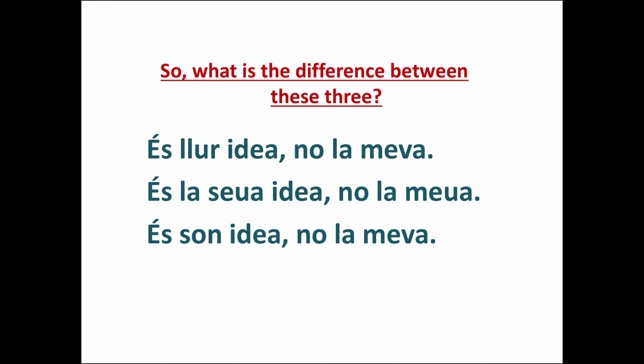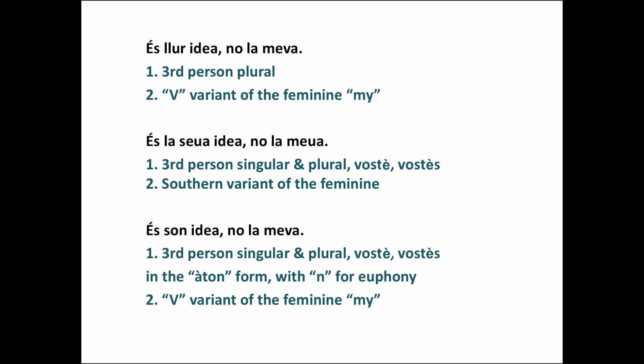That can all mean it's their idea, not mine. Let's break it down. The first one is és llur idea, no la meva: the third person plural, llur, and the V variant of the feminine my. The second one, és la seva idea, no la meva. It can be the third person singular and plural, and of vostè and of vostès. And the writing is of the southern variety. And the third one, és son idea, no la meva, is in the third person singular and plural, vostè, vostès form, in the atonic form with N for euphony, and has the V variant of the feminine mia.